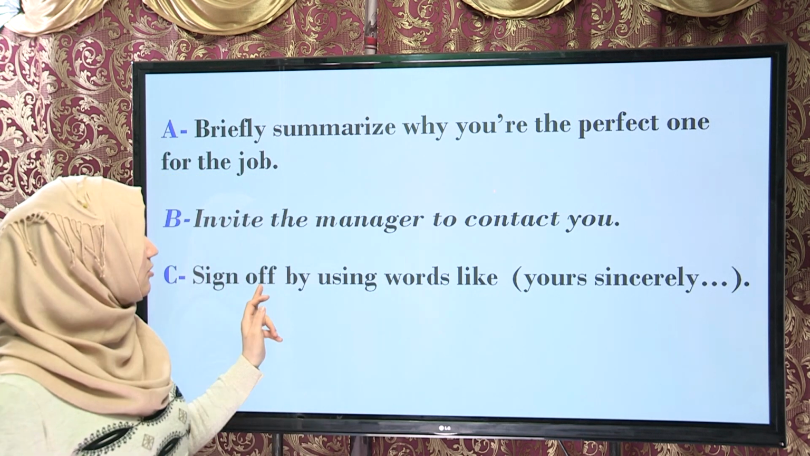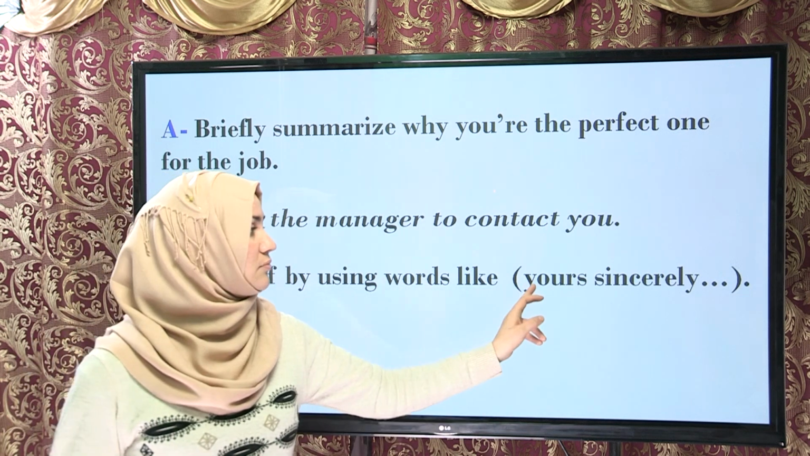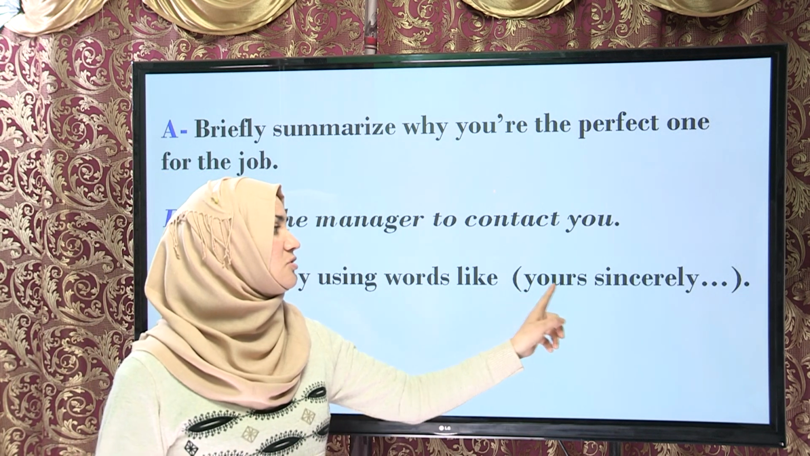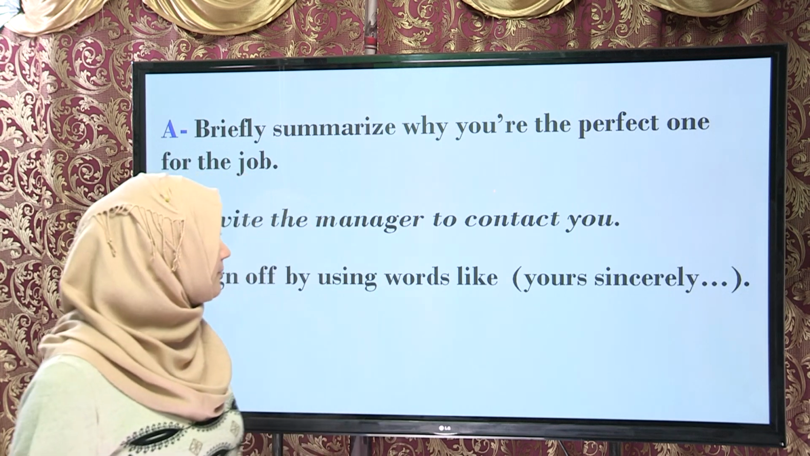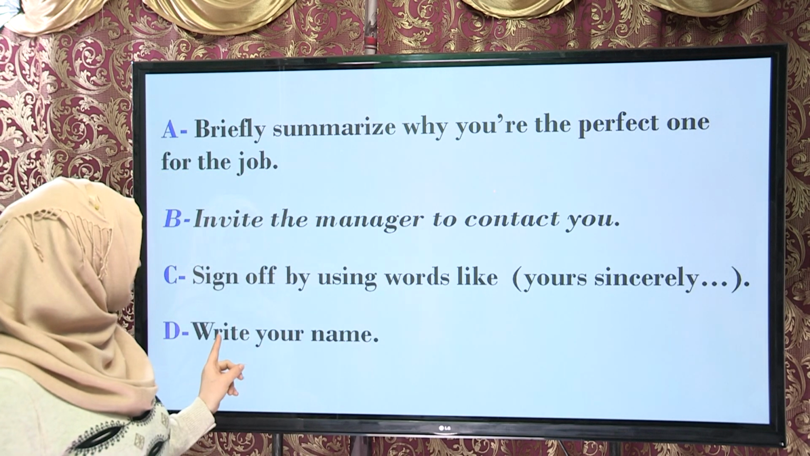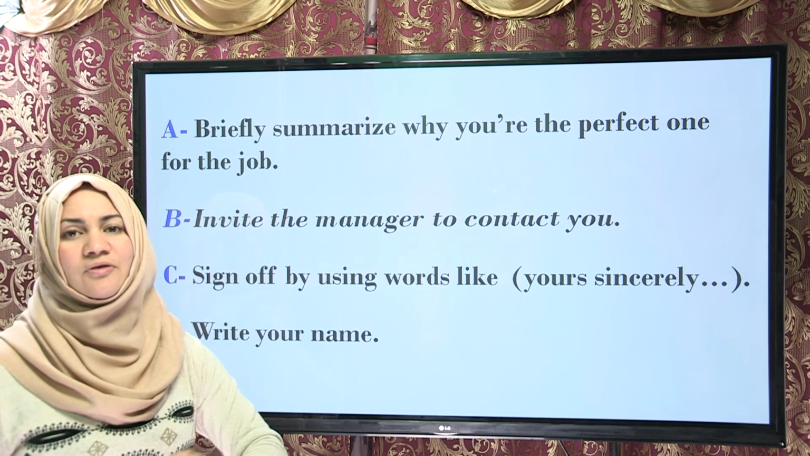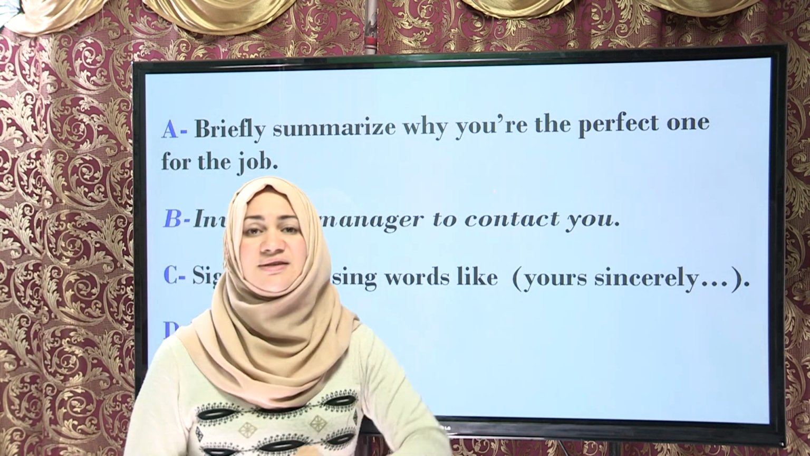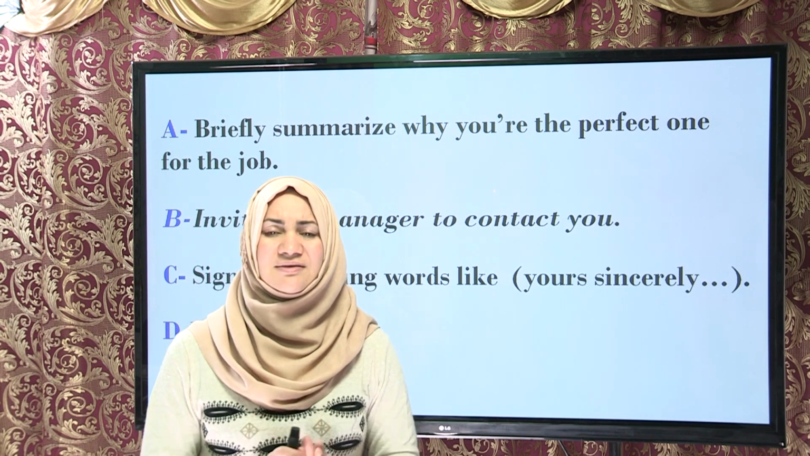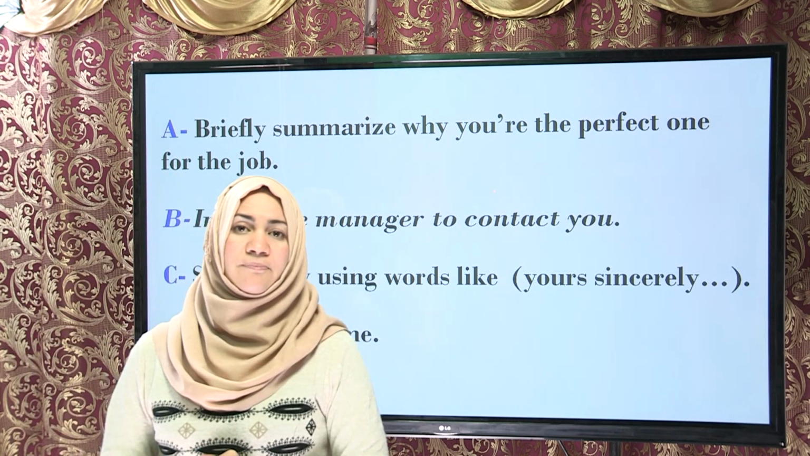Here, sign off by using words like yours sincerely. We have to write yours sincerely, politely. The last point, write your name. Of course, after you write yours sincerely, this formal sentence, you write your name. We have seen these main parts on how to write an application letter. Now, I prepared for you one example of this application letter for a job. So let's read together how this letter can be.